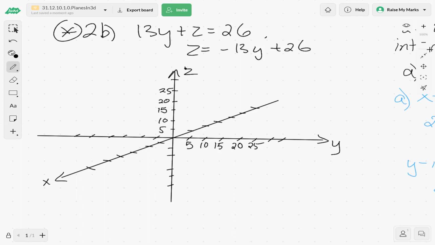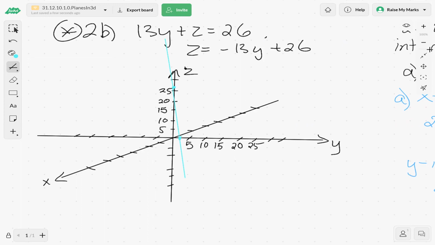Let's figure out our intercepts. Let's pick another color. When y equals 0, z equals 26, so right here. When z equals 0, y is 2, so kind of here. Let's join those 2 points by a line. Okay, not bad. Close enough.